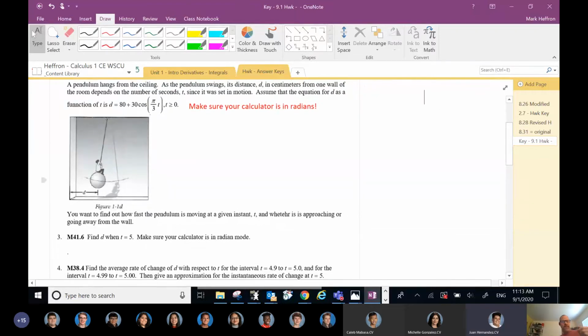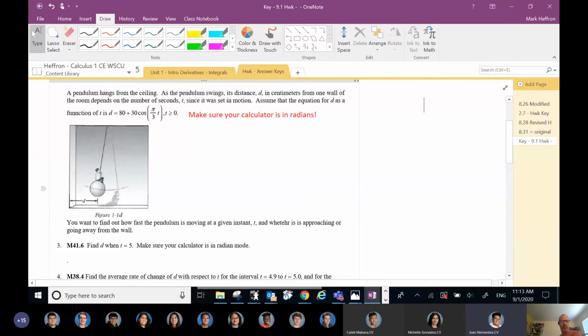Okay. A pendulum hangs from the ceiling. As the pendulum swings, its distance, d, in centimeters from one wall of the room depends on the number of seconds, t, since it was set in motion. Assume that the equation for d as a function of t is d equals 80 plus 30 cosine of pi over 3 t, for t greater than or equal to 0. Make sure... greater than 0, sorry. No, it's okay, but beautiful. You did a great job. Keep going with the very last question.